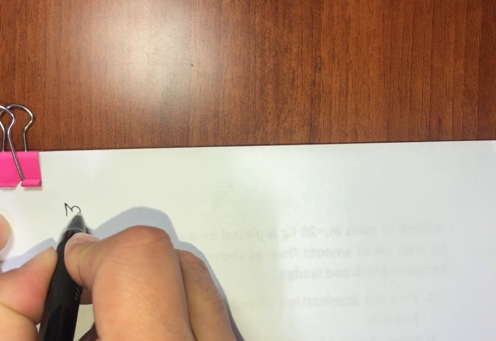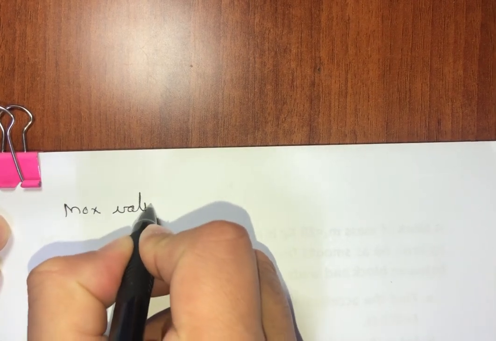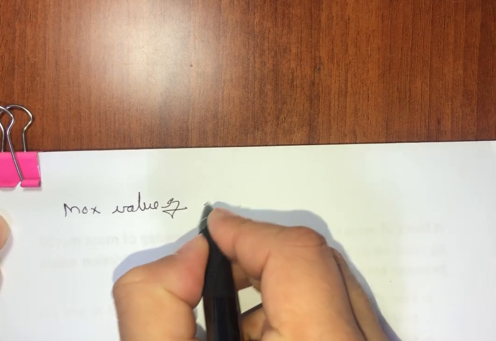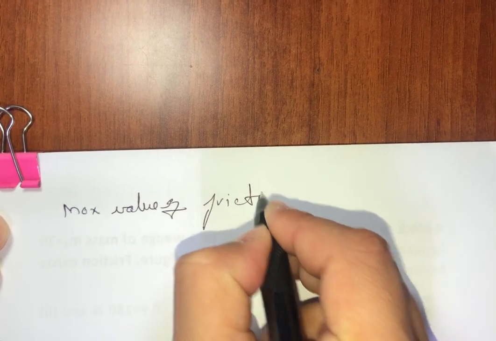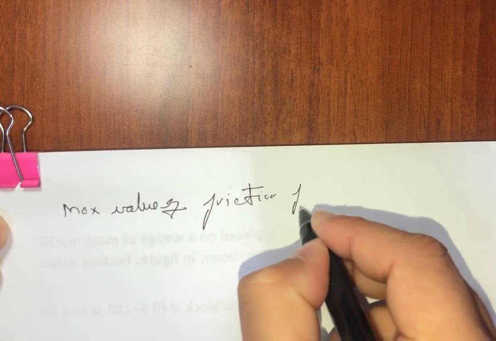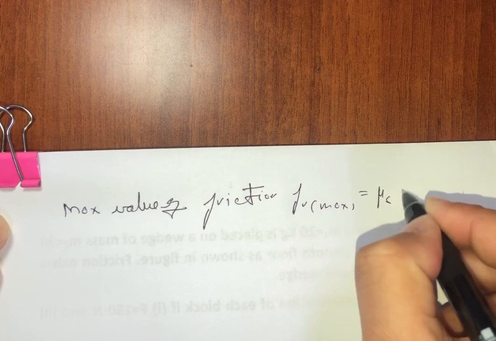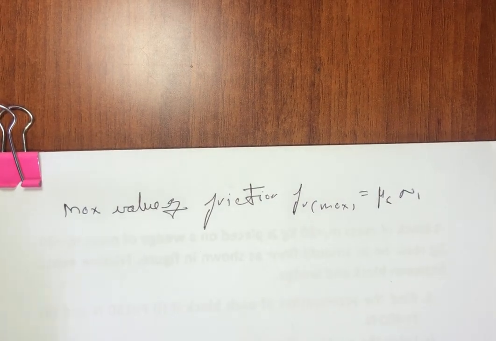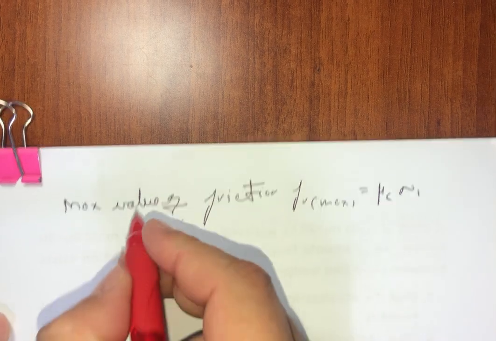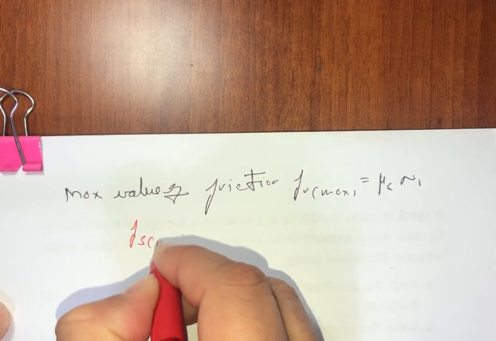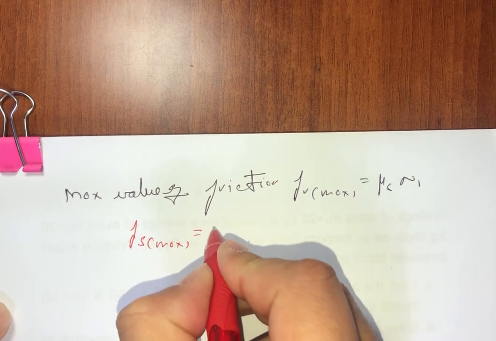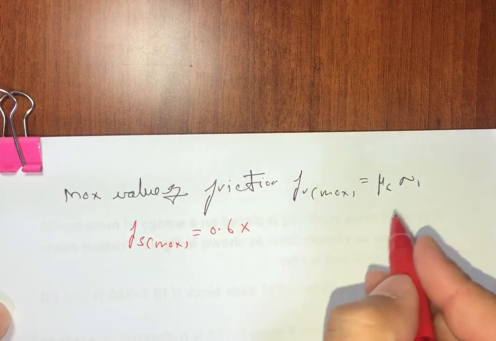Now let us find out what will be the maximum value of the friction. You can say that the max value of friction, we call it Fs max, which equals mu static times N1, and the coefficient of static friction is given as 0.6. So Fs max is equal to 0.6, and N1 is our 200.